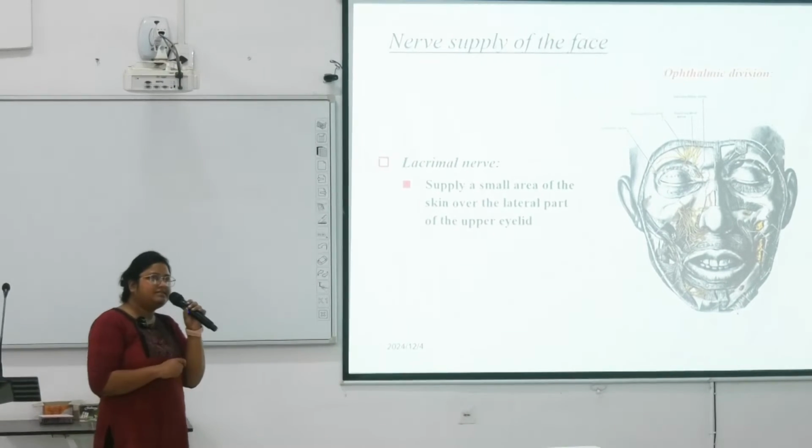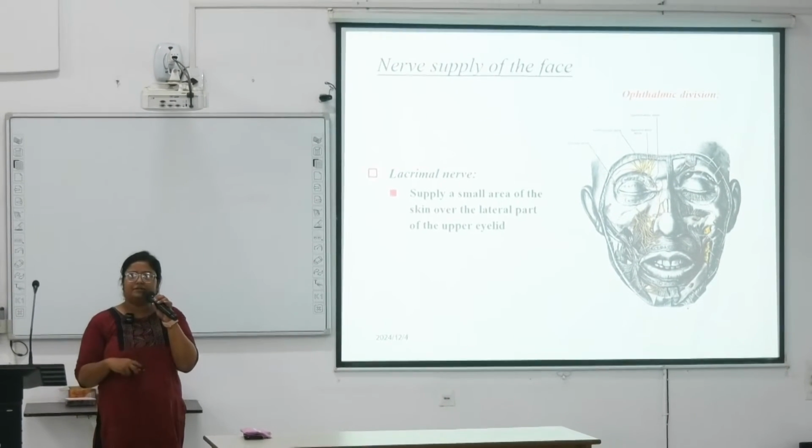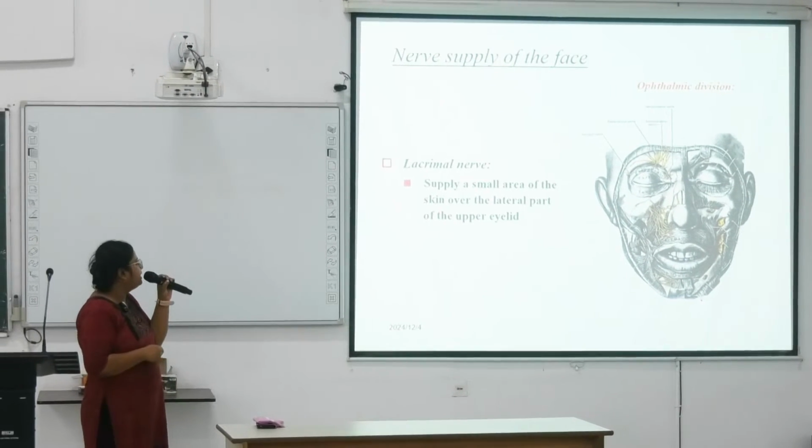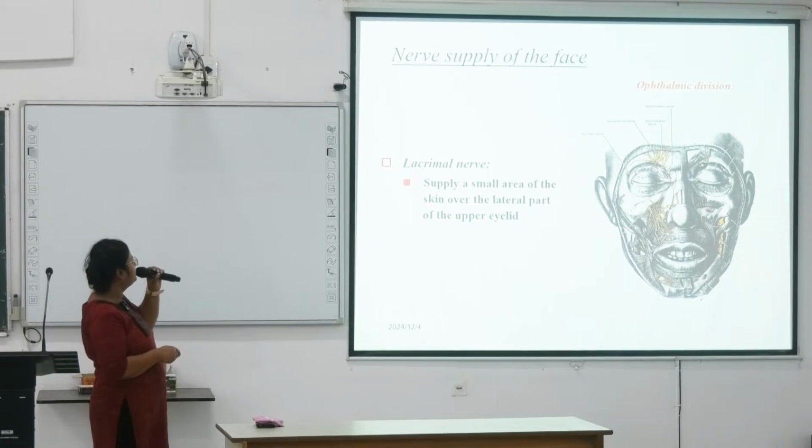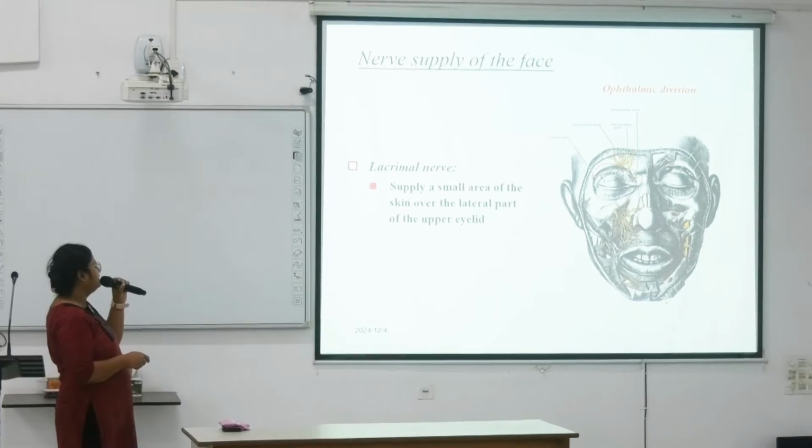So now we will discuss 5 branches of the ophthalmic division. First is the lacrimal nerve. It supplies a small area of the skin over the lateral part of the lower eyelid. Here lies the lacrimal nerve.